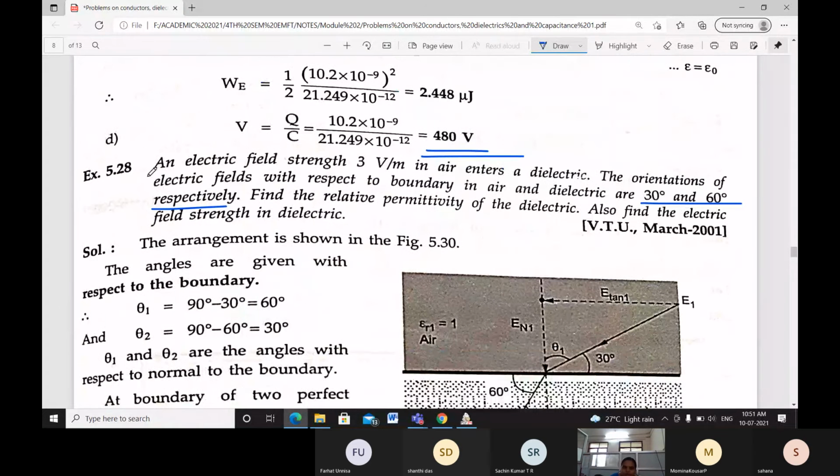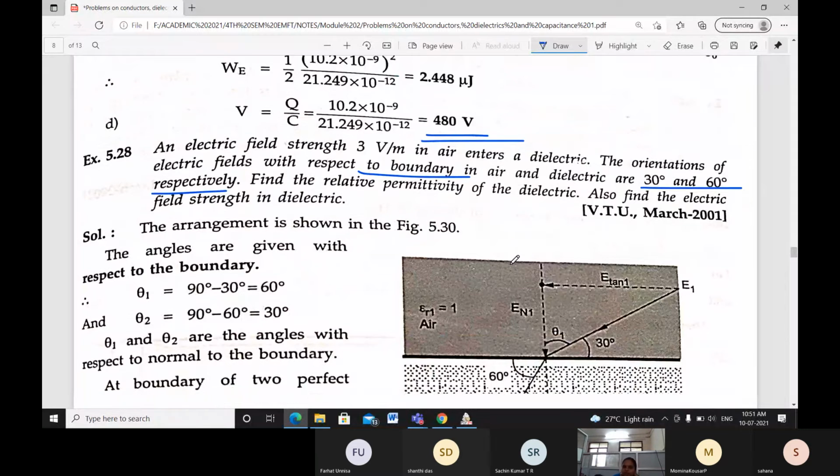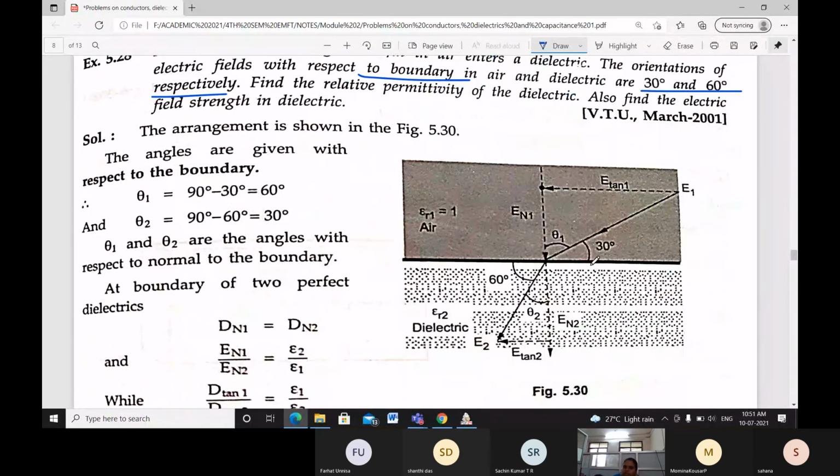Observe here, the orientation of the electric fields with respect to the boundary. Observe, it's not with respect to the normal, it's with respect to the boundary. From the boundary it is covering 30 degrees here, and from the boundary it is covering 60 degrees here. But we want theta 1 and theta 2. The angle between the boundary and the normal is perpendicular, this is basics we know. For that reason, if I want theta 1, what should I do? 90 minus 30, and here 90 minus 60, you will be getting theta 2.